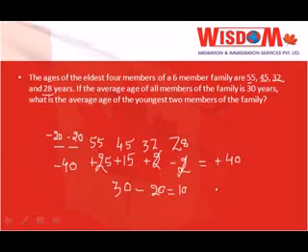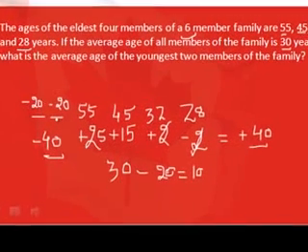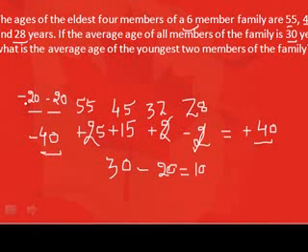Now let me take a quick recap. The age of the 6 members of the family was given: 55, 45, 32 and 28. These were the 4 ages given, and the average age of all the members was 30 years. So what we did is we calculated the deviation of 30 from all the 4 members. It came out to be a positive of 40. Hence, a deviation of negative of 40 should be given by these 2 members. Hence, each one should be sharing a deviation of negative 20 and negative 20. Hence, the average age of these 2 members should be 10 years.